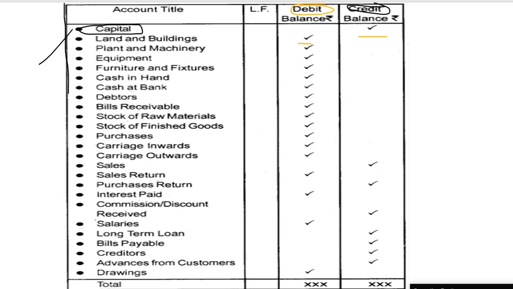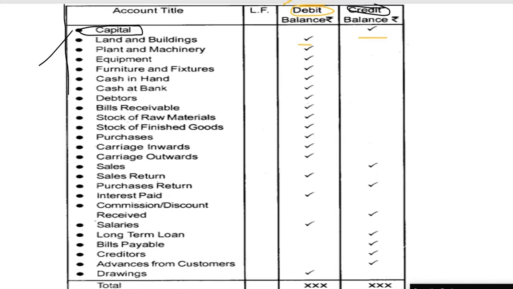It means we need to pay for them. Whatever amount we are going to pay for things is called a debit, and whatever we get as profit is called a credit. So here lands and buildings come under the debit.